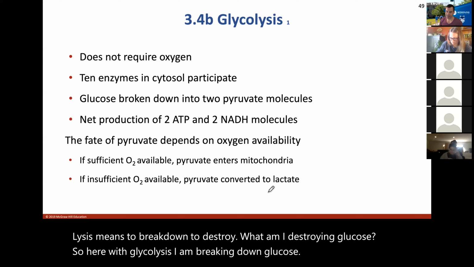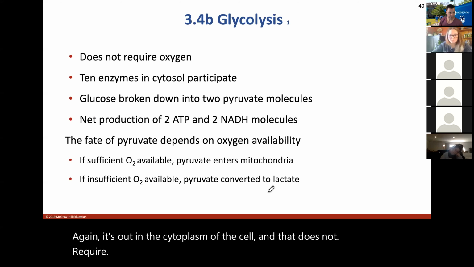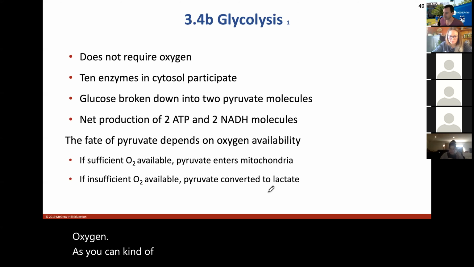Again, it's out in the cytoplasm of the cell, and that does not require oxygen. As you can kind of see, there are a number of enzymes. They all have very specific names. I'm not going to ask you.